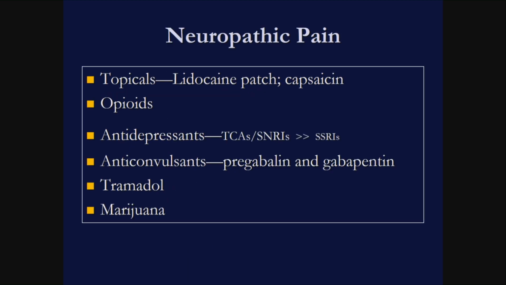This slide shows the agents that are often used for neuropathic pain. We both work and live in the Bay Area, so marijuana is often used with or without our suggestion, but many patients do try that, including CBD oil, either orally or topically.